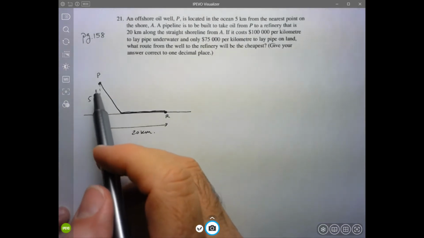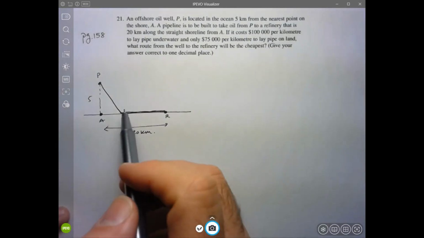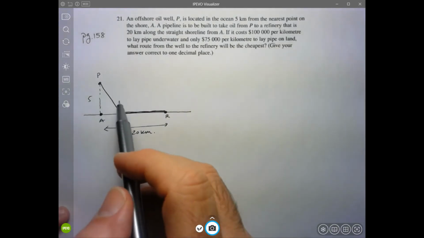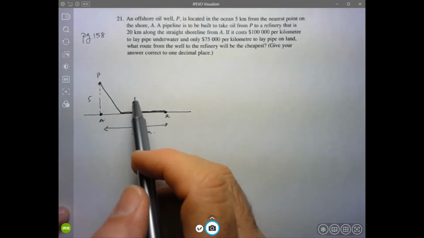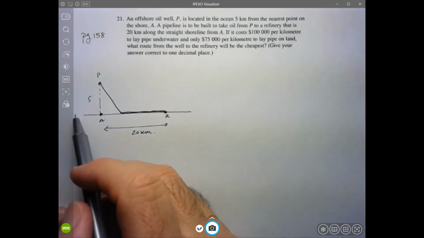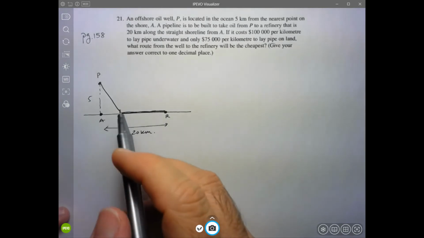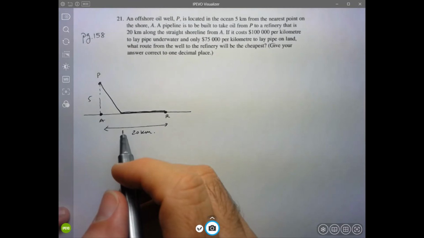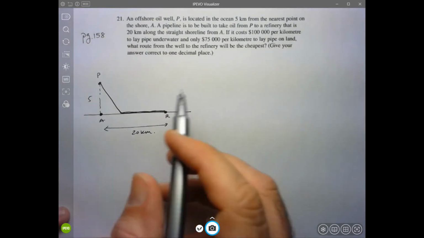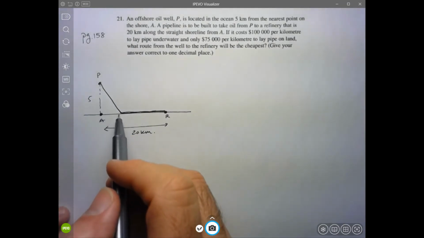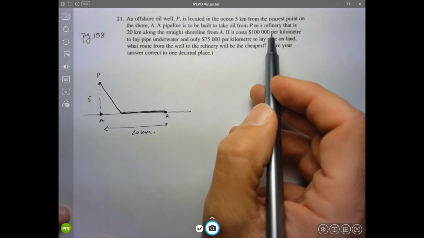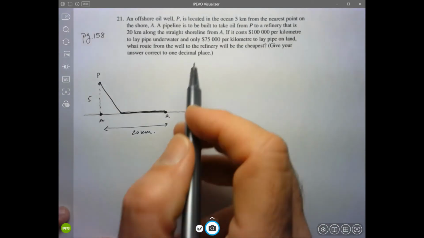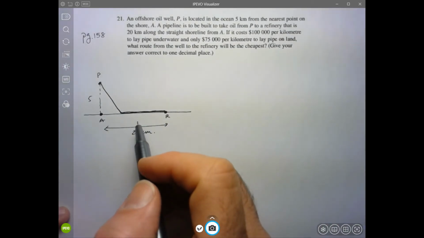Now, having said that, there might be some reasons why you would have to build it that way. Perhaps the water's too deep in this area here. Perhaps there's a school of man-eating sharks with laser beam eyes, and so you have to build it in some other way. Okay, but we're going to assume here that they haven't given us any of these restrictions. So essentially, what I have to do is determine an expression for this length and multiply it by 100,000, because it's 100,000 per kilometer, and then an expression for this length and multiply it by 75,000, and then add those two together.